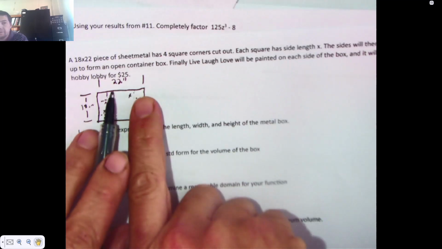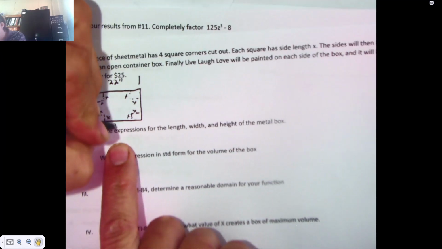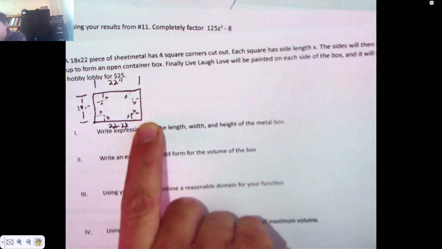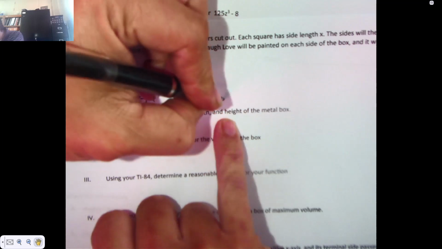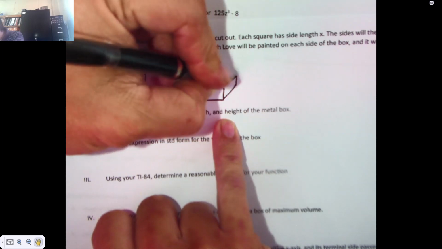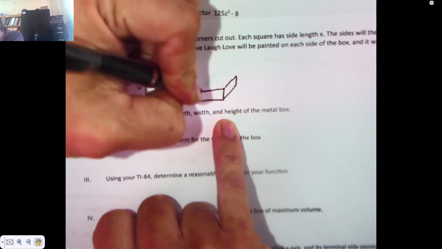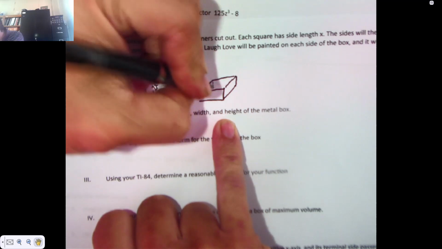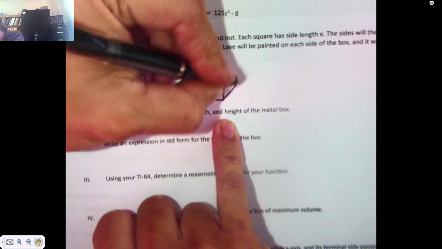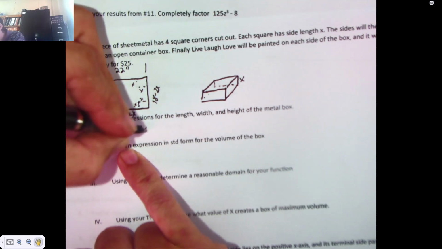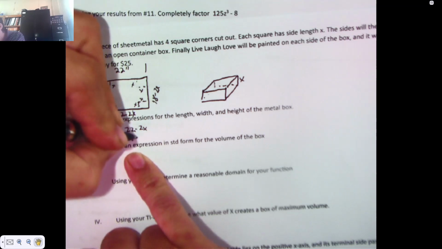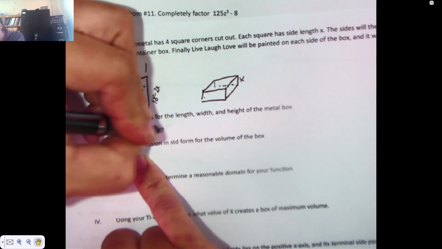So if I cut out 2x's from 22, my length is 22 minus 2x. And if I cut out 2x's from 18, my width is 18 minus 2x. Now when I fold up the edges here and make a box, it looks something like this. And it would be x units tall. My length is 22 minus 2x. My width is 18 minus 2x. And my height is x.